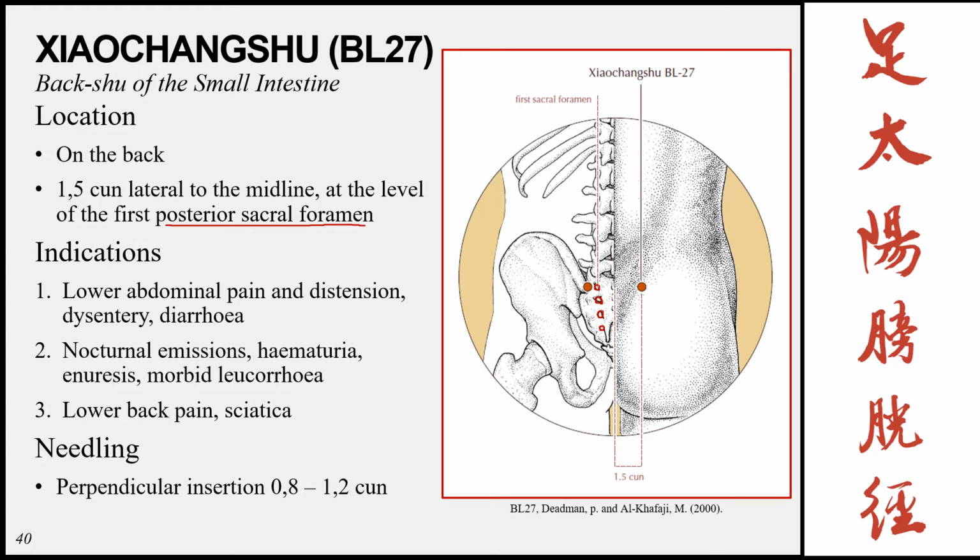And then the indications, so we can use this point for things such as lower abdominal pain and distension, dysentery, and diarrhea. And these are all related to it being a back shu point of the small intestine. Then it can also be used for other conditions such as nocturnal emissions, hematuria, which is blood in your urine, enuresis, or morbid leukorrhea. And then also because of its location, it can be used for things such as lower back pain and sciatica. Needling, it's still 0.8 to 1.2 tsun.